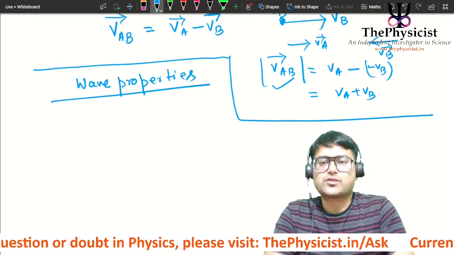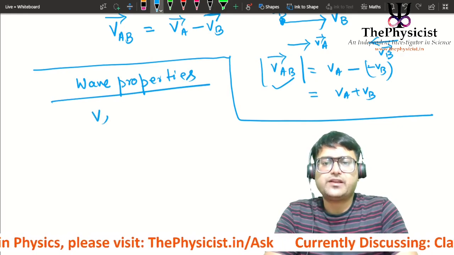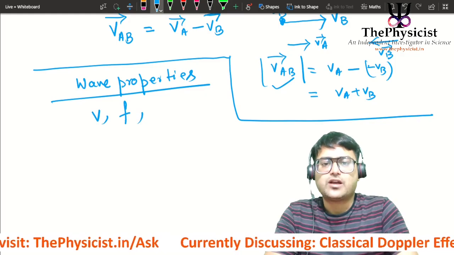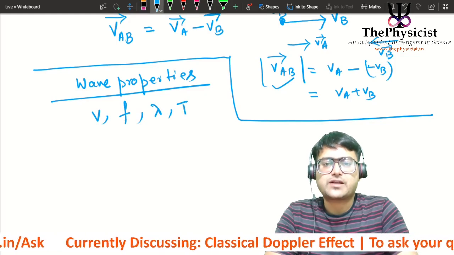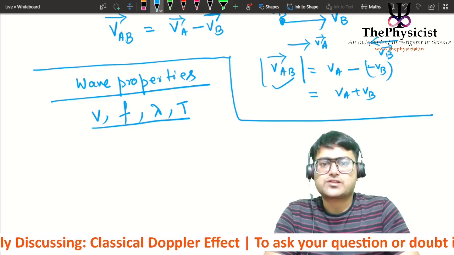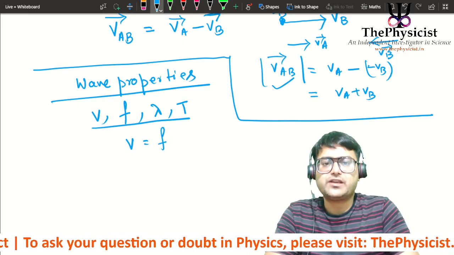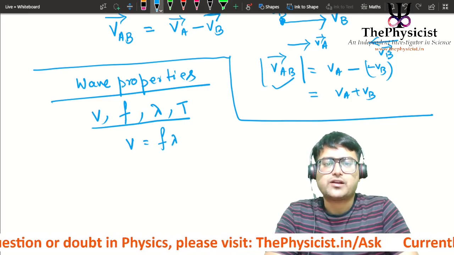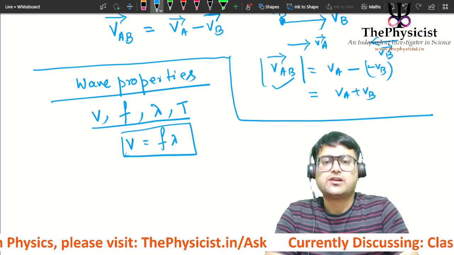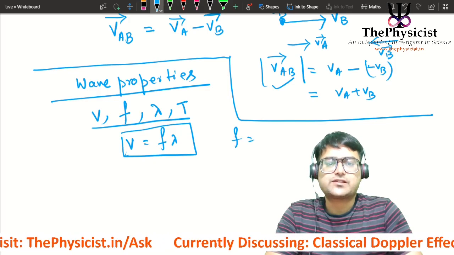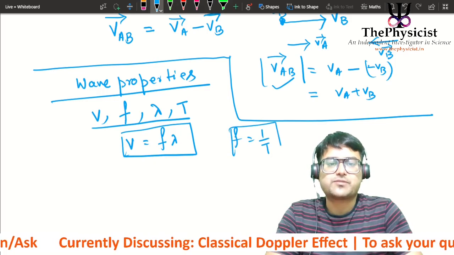Wave properties. And what are those? We know the wave speed v, the frequency of the wave, the wavelength, and the time period, correct? We know there are certain relations between them, like the wave speed is nothing but frequency into the wavelength. But that's one. Second, we know that frequency is simply 1 by time period, or inverse of time period.